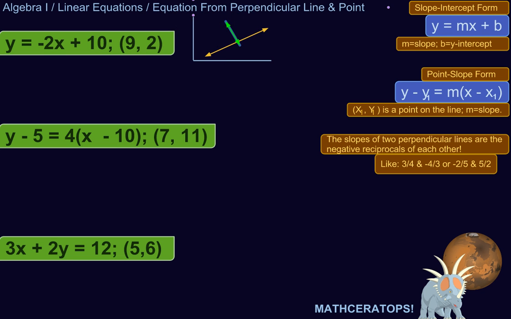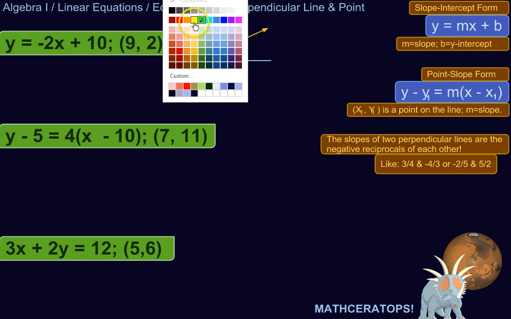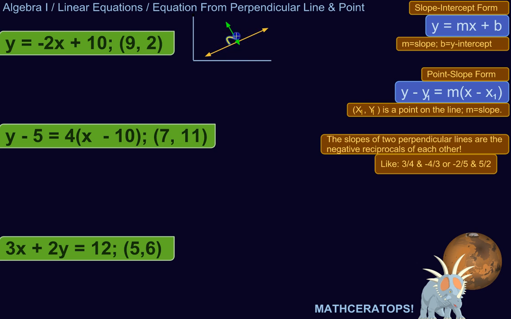Okay, so basically what happens is perpendicular lines form a 90-degree angle. That's kind of sloppy, sorry. That's a 90-degree angle. Sorry, let me write it this way. Yeah, that's a little better.